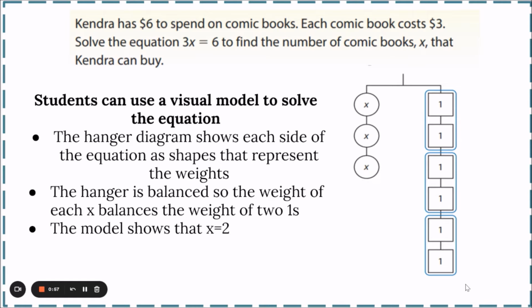The hanger diagram is balanced, so the weight of each x is shown to balance the weight of 2 ones, indicated by the blue circles. The model shows that 1x is equal to 2 ones. This representation is a way for students to see the equation in a visual format to better understand the equation.